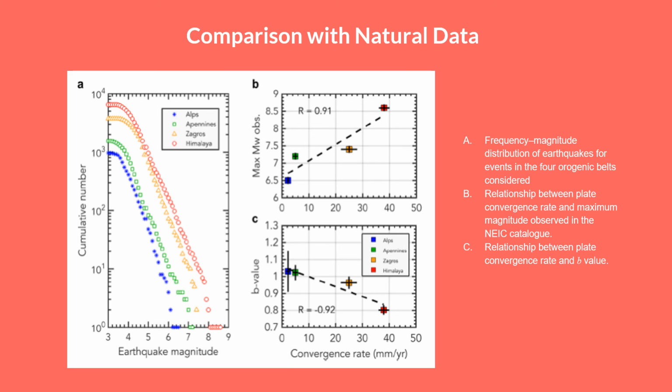As shown in this plot, two of its governing Gutenberg-Richter parameters are plotted against the convergence rate, and we find a positive linear relationship with sufficient confidence. The R value is 0.91 in this case, which is very high, and the R value is minus 0.92, which is also very high. So these seismicity data support the hypothesis that an increase in plate convergence rate leads to larger maximum moment magnitudes and smaller B values. As shown here, larger moment magnitude and smaller B values.